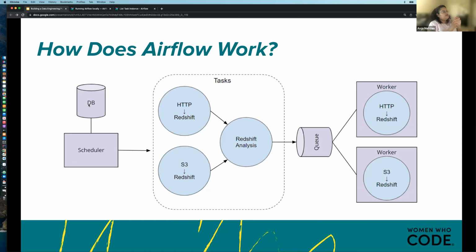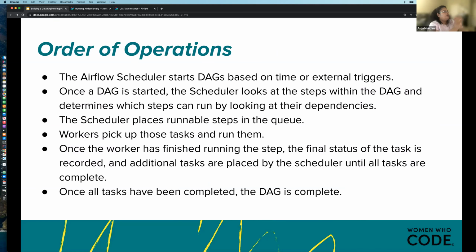So the scheduler triggers, and as soon as it triggers, the one task will go into the queue, and it will wait for one of the workers to be free. As soon as the worker is free, the worker will pick up the task from the queue and work on the task. Now that's the order of operation.